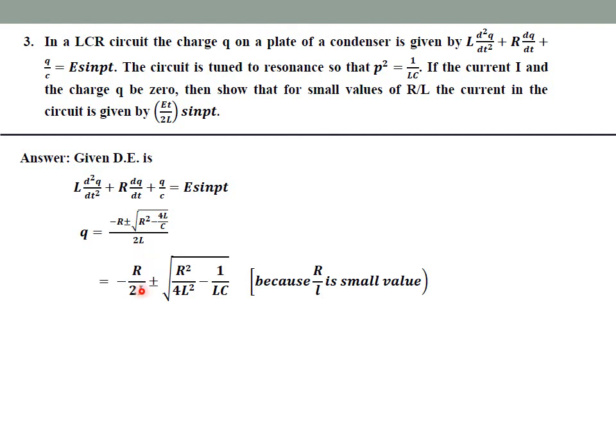So minus r by 2L plus or minus root of, I am taking this 2L inside the root. If it goes inside the root, what will it become? 4L square. Remember, if you are taking anything inside the root, it should be squared. So here r square divided by 4L square minus 4L divided by 4L square, correct, into c. But what is r by L? Since r by L is small, that term only will become 0, only 1 by LC will remain.